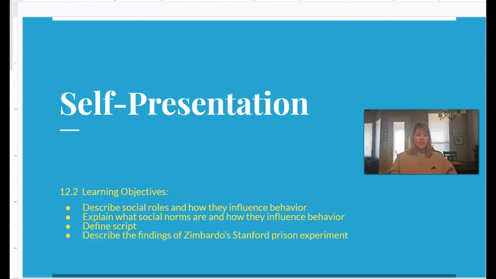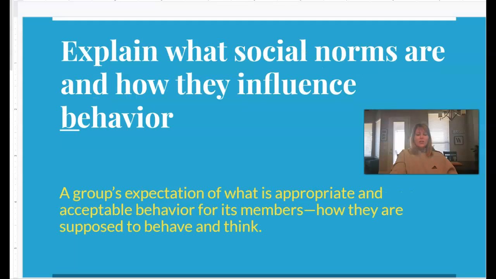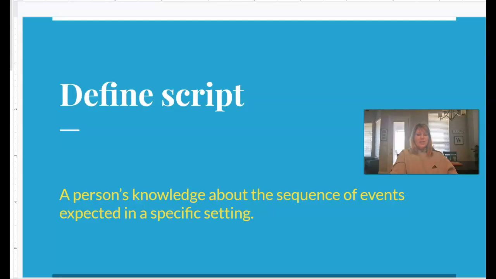Self-presentation. Our learning objectives: describe social roles and how they influence behavior, explain what social norms are and how they influence behavior, define script, and describe findings of the Stanford Prison Experiment. Social roles, a pattern of behavior that is expected of a person in a given setting. Social norms and how they influence behavior. You look around and you act like what everybody else is acting like. That's a social norm. Script is a person's knowledge about the sequence of events expected in a specific setting, such as school.